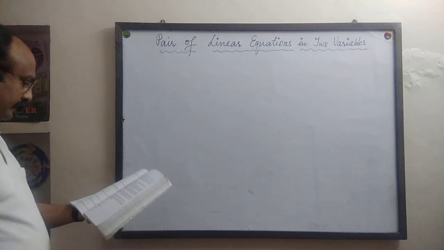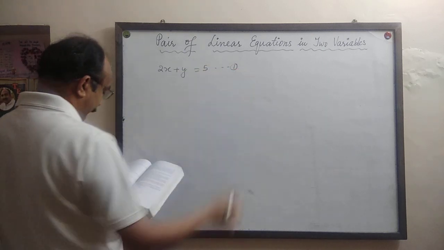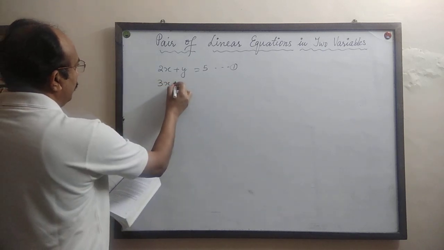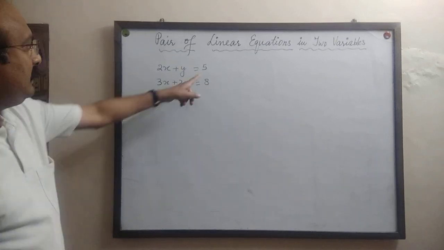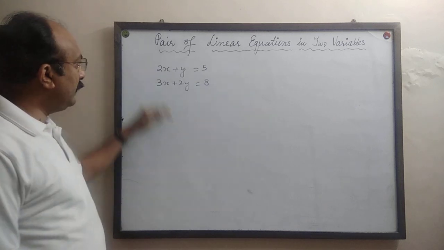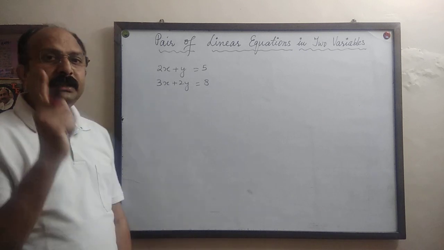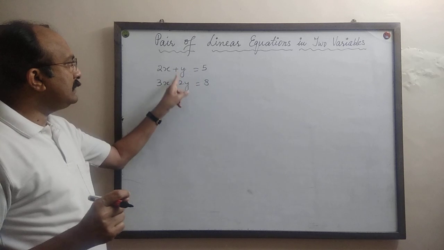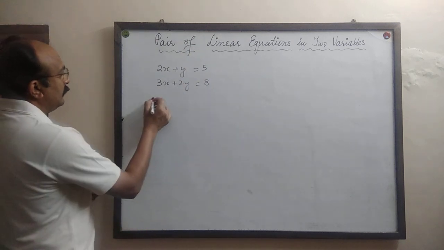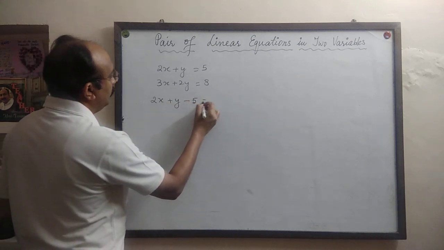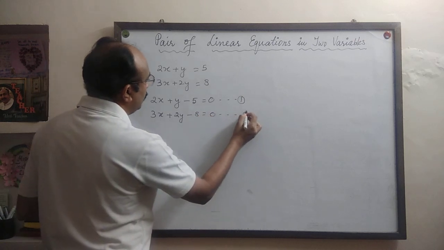So let us see question number 2. 2x plus y is equal to 5. 3x plus 2y is equal to 8. You can see one thing here. In this question, c1 and c2 are given on the RHS. For finding a1 upon a2, b1 upon b2, c1 upon c2, no problem, c1 and c2 can be on the RHS. But while using the cross multiplication formula, you must remember c1 and c2 must be on the LHS. So better we take c1 and c2 also to the LHS to continue the work. So it can be written as 2x plus y minus 5 equal to 0, equation number 1. 3x plus 2y minus 8 equal to 0, equation number 2.